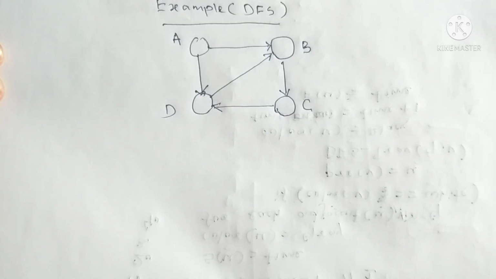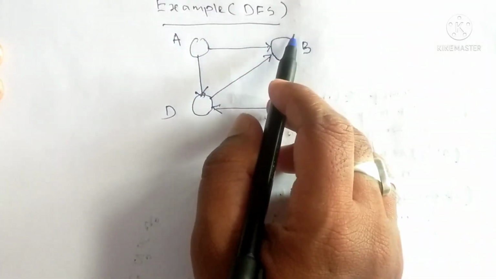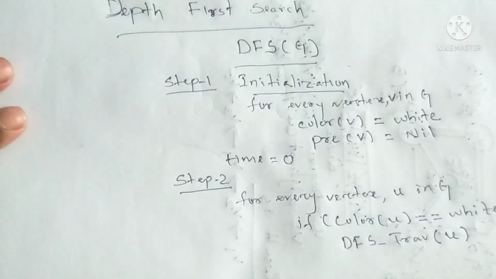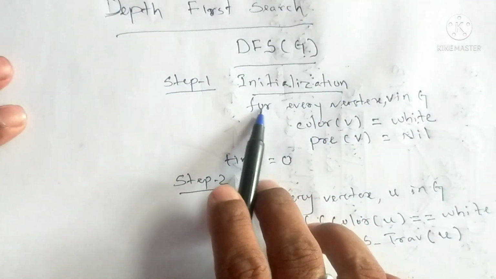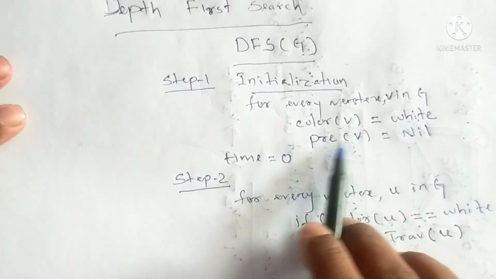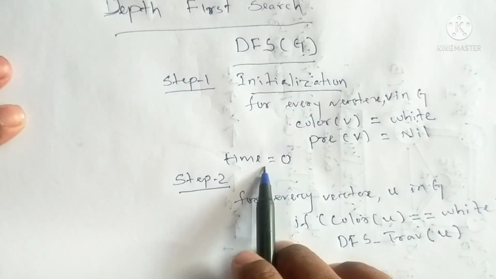So as per the algorithm, the first step is initialization. In the initial step, what are we going to paint all the vertices with? With the color white. So if I recall, in the initialization process every vertex will be painted with the white color, predecessor nil, and the time value initially is 0.